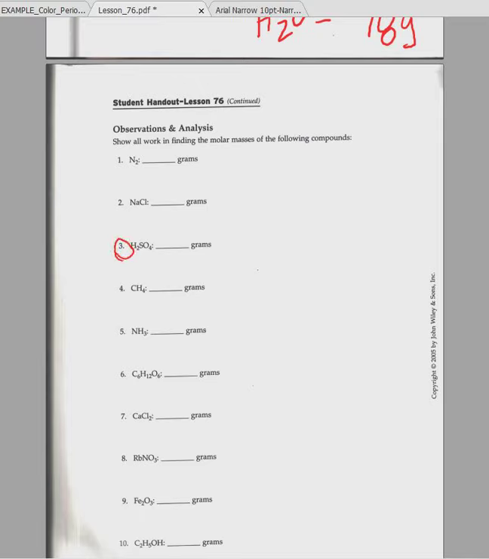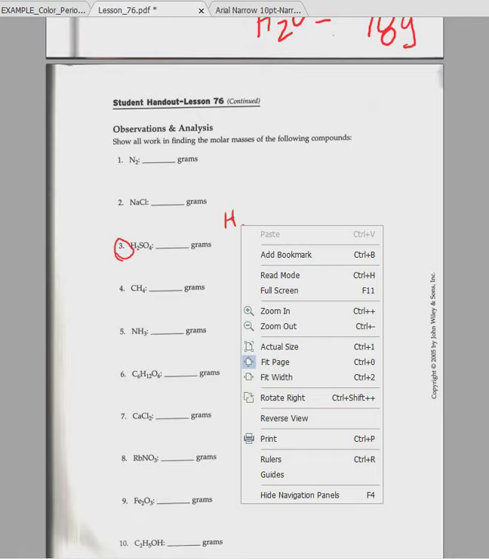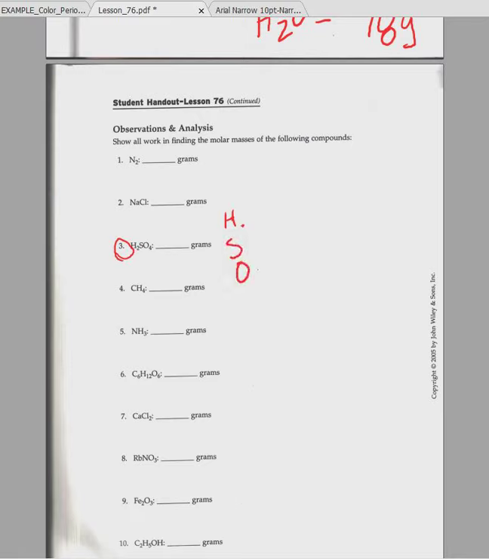So we have H2SO4. We list the elements: H, O, S, and then O. We make our little grid. The number of pieces of hydrogen is 2. And then sulfur, even though it's not written, there's a little tiny 1 as a subscript. And then oxygen would be 4.